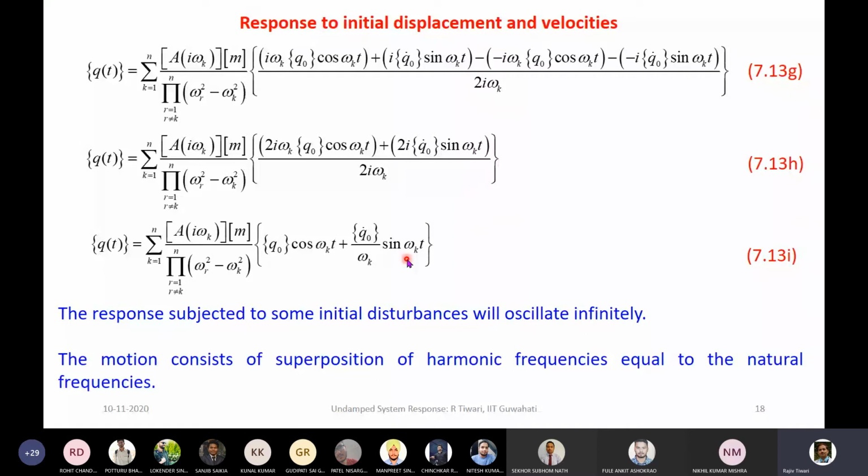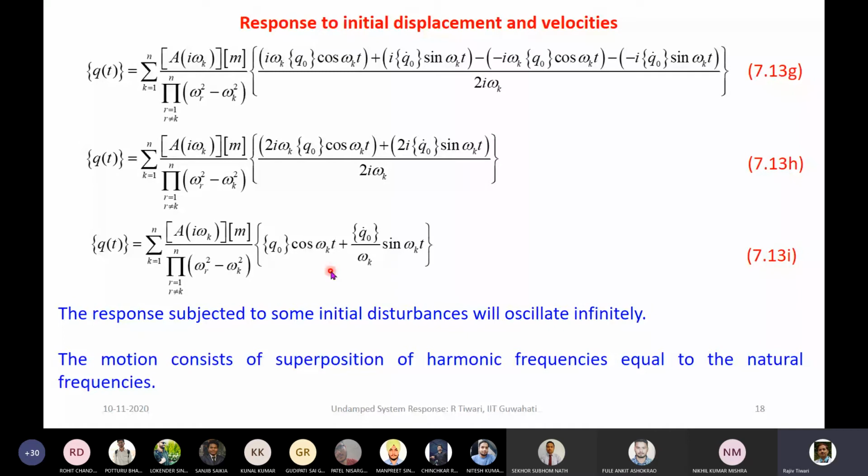And depending upon the initial condition, either all natural frequencies can be there or some of them can be there. So that is a very important thing: for any dynamic system, if we disturb it by giving some initial disturbance in the form of displacement or velocity, the frequency at which it oscillates will be one natural frequency of the system or a combination of natural frequencies. So there will not be any other frequency apart from the natural frequencies in the response.